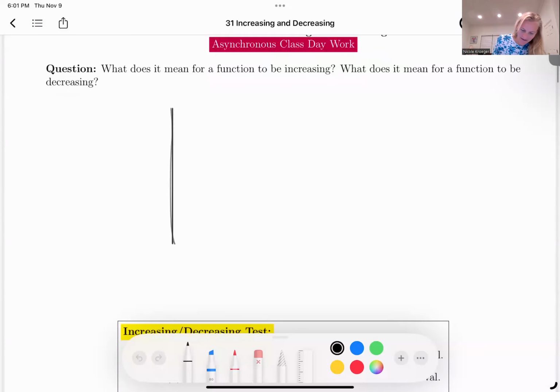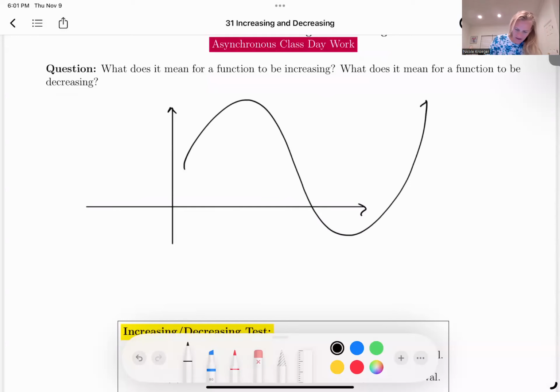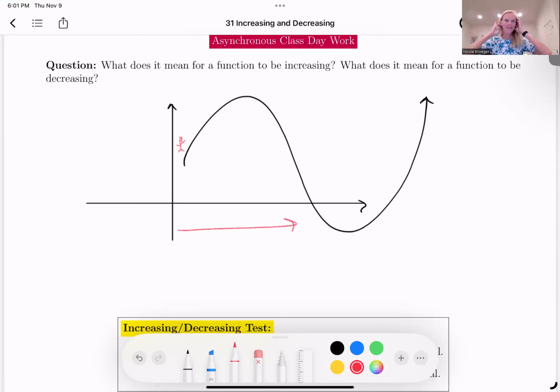And let's just draw a graph here. And let me draw some function. So if you looked at this function and asked yourself, where's this function increasing? What would you say? And so if I were me, I would think about a little person walking along this graph. If they're walking along the graph from left to right, kind of like we always read from left to right, we read graphs from left to right as well.